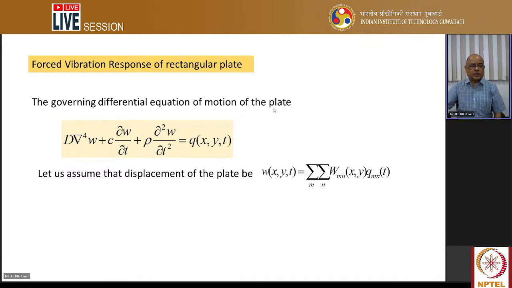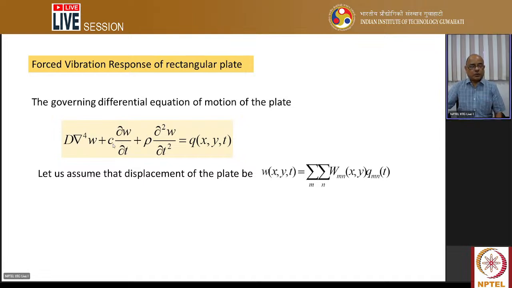And we have considered the damping term here by including the damping force, that is C into the velocity. C is the damping constant and del W by del t is the velocity. So C into del W by del t is the damping force. This damping force is linearly proportional to the velocity. That is the type of damping known as viscous damping.